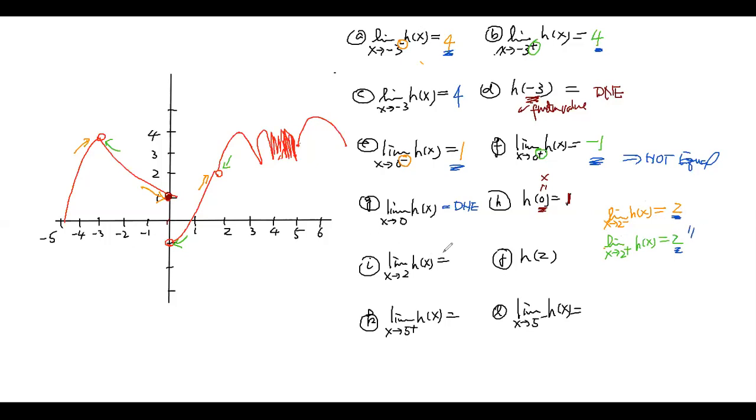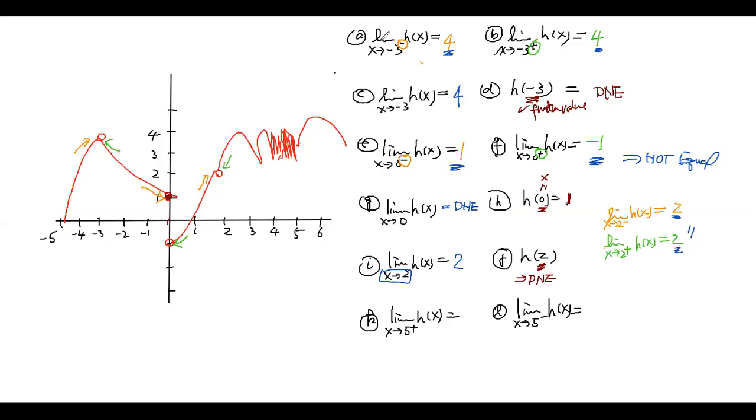So what do we know about h(x) as x approaches 2? It exists, right? Because the right limit equals the left limit. So what is the limit here? It is 2. Okay, so one more time, what is this? This is the function value. As you can see, when x equals 2, I have a circle here. So that means the function value does not exist, DNE.